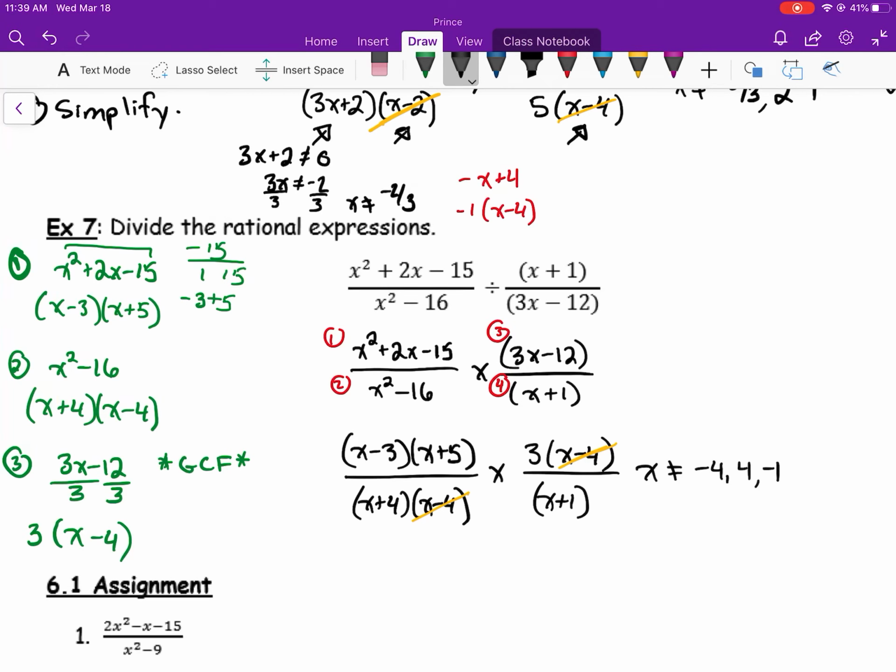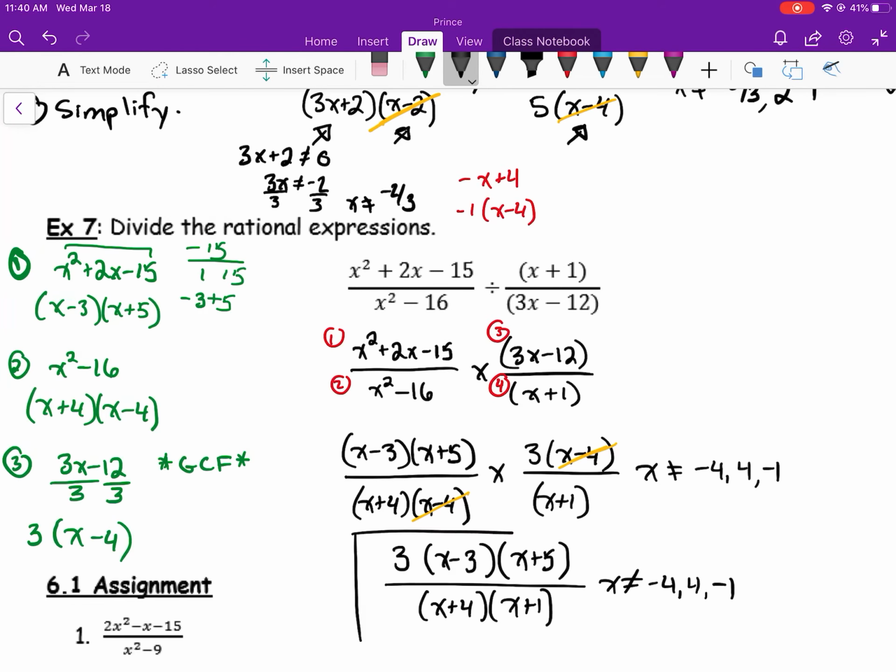So I'm going to take this 3 on the right hand side, write that first. X minus 3, x plus 5, divided by x plus 4 times x plus 1. Restrictions, x can't equal -4, 4, and -1. And we're done.